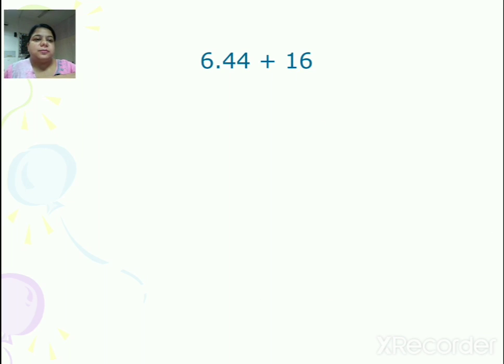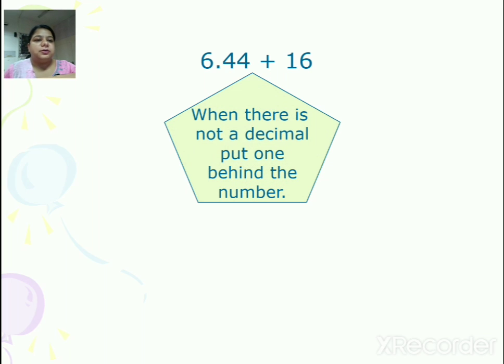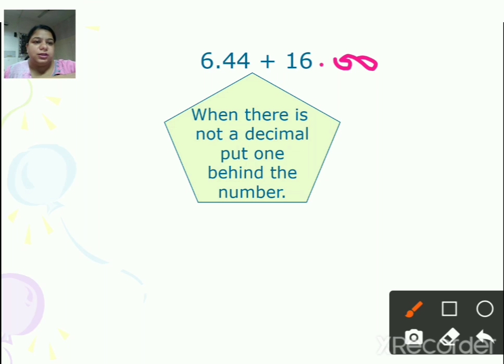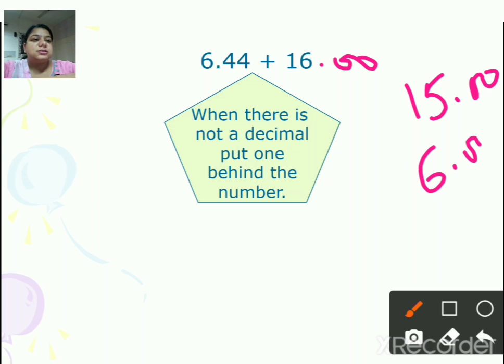Now there is one more example, 6.44 plus 16. So you can check here, one number is a decimal number and the other is not. So what do you need to do? In this case, where the decimal is not there, 16 can be written as 16.00. Any number can be written like this. If you have simply 15, 15 can be written as 15.00. If you have only 6, it can be written as 6.00. All the numbers which do not have a decimal, it means the decimal is at the end, and you can always write all the numbers like this.